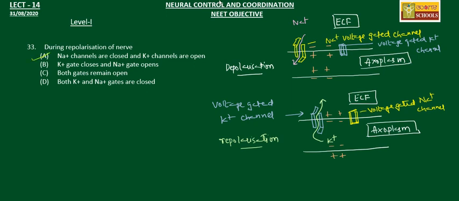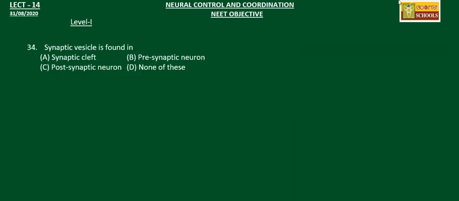right option. So the second one, sodium gate closes and potassium gate closes and sodium gate opens. No, so this is not. Then both gates open. No, so both gates no. So the right answer is A option. So the next question, synaptic vesicle is found in.